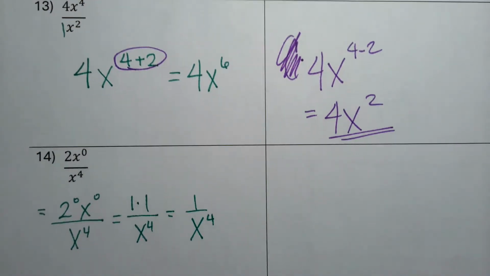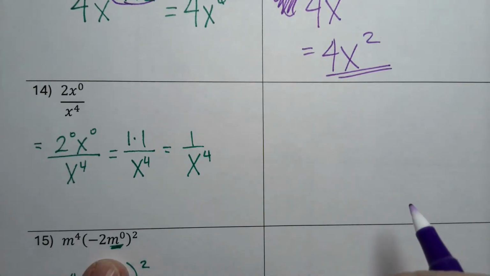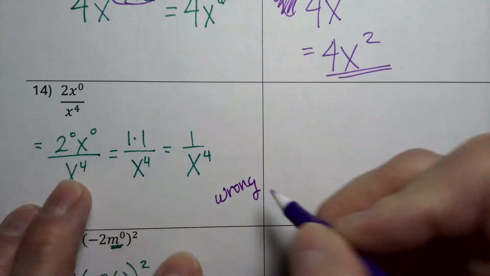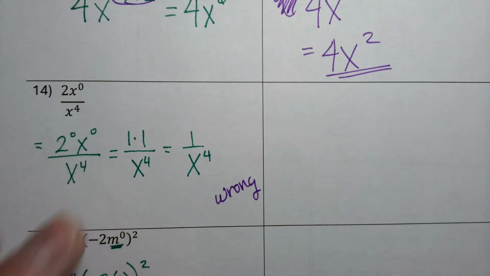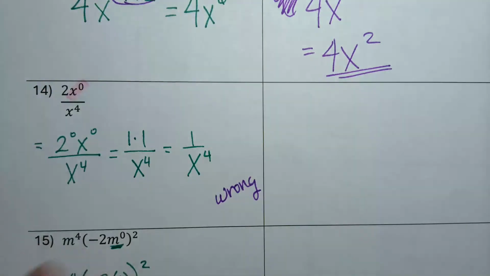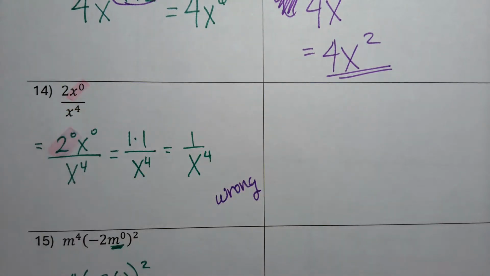Number 14. All right, this one is also incorrect. It is wrong. So she did make a mistake, and let me show you where it is. Very common mistake. I saw it on people's real life quizzes yesterday. This 0 exponent is only on the x. It is not on the 2. So right here, when she put the 0 exponent on the 2 and changed it to a 1, that was the mistake.